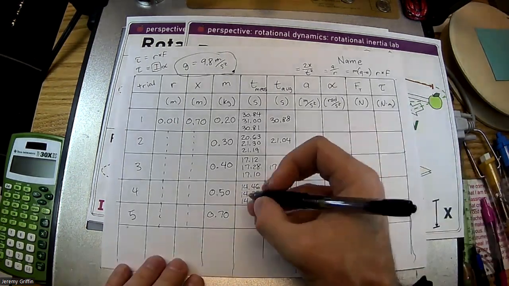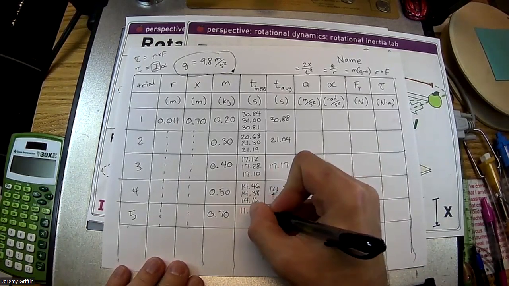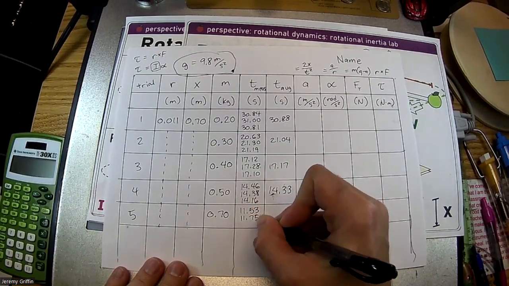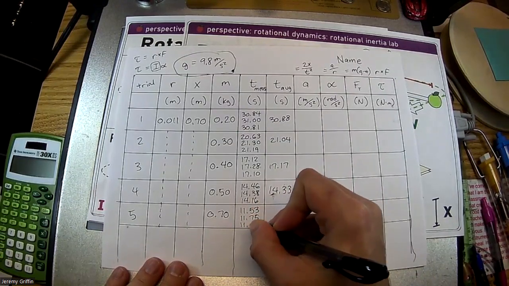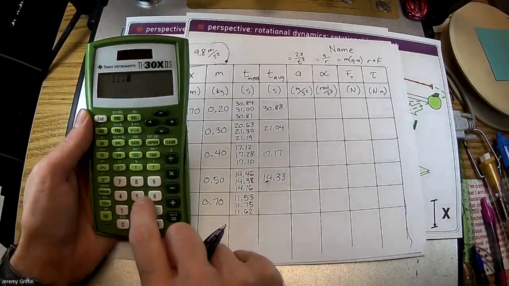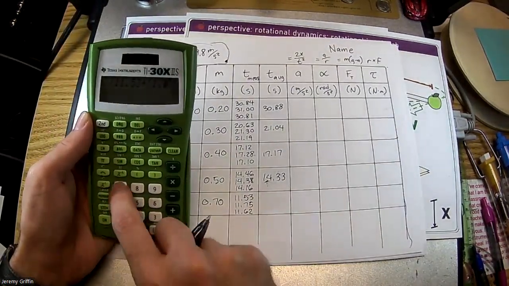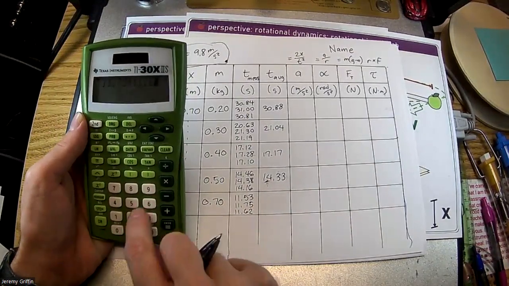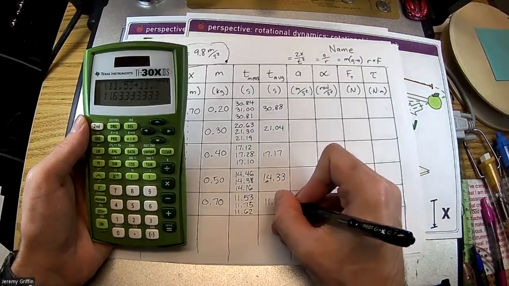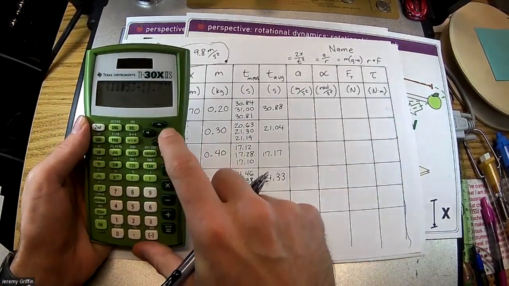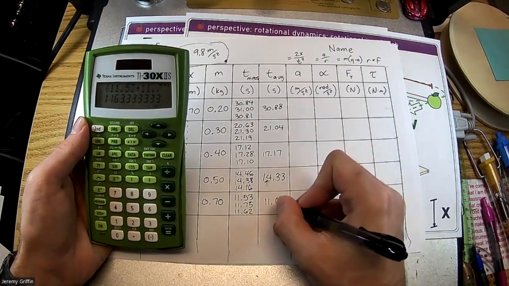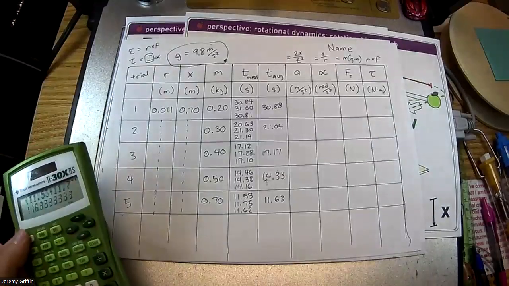All right, Tucker. I got 11.53. Zane. 11.75. Andres. 11.62. So 11.53, 11.75, 11.62, divided by 3. Oh, did I type that right? Okay. 11.63. There you go. All right.